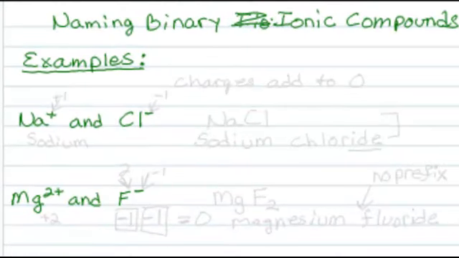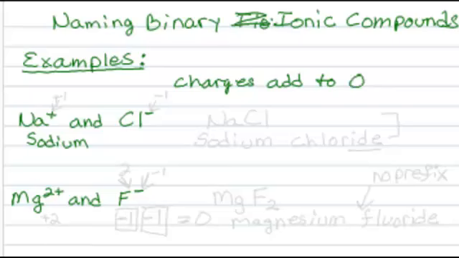Okay, welcome to Naming Binary Ionic Compounds. We're going to do the examples right now. So the first example we're going to start with is Na plus and Cl minus. Now remember the exceptions I gave you. Na is sodium and Cl is chlorine, so we're actually composing sodium chloride. Now the first thing we need to do is we need to make a formula for this so that the charges add up to 0.